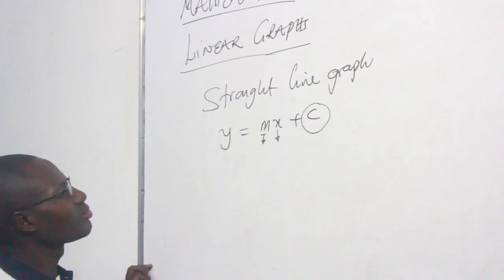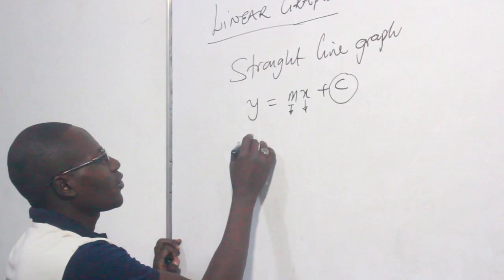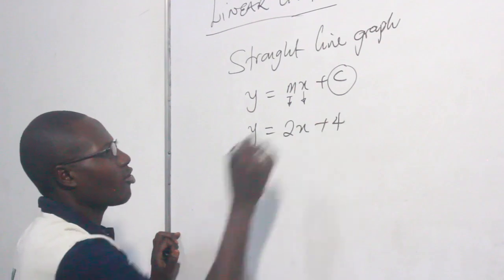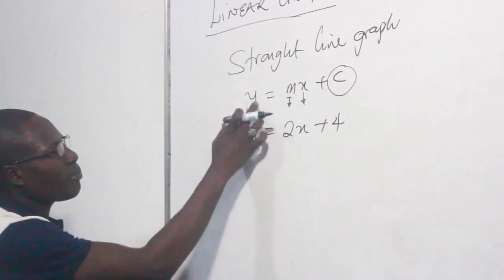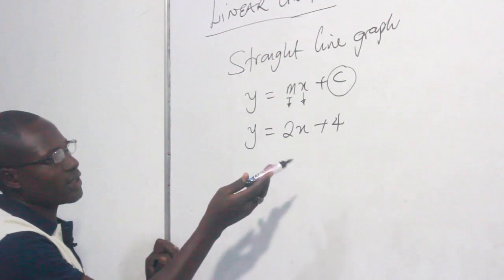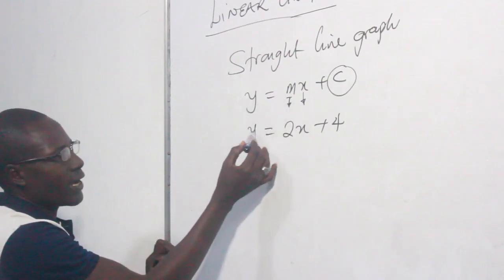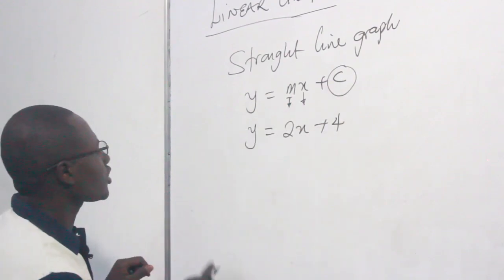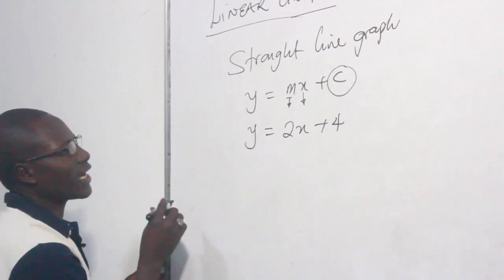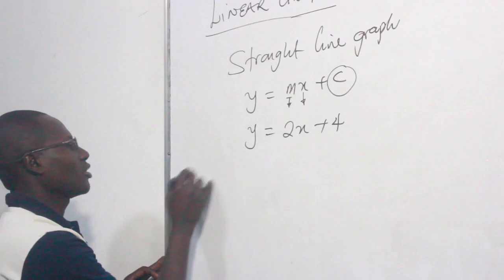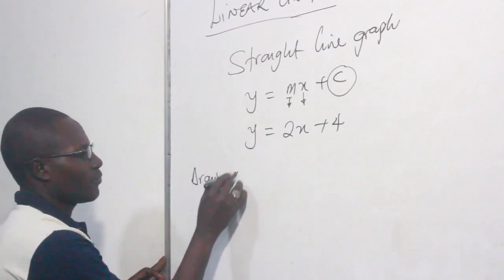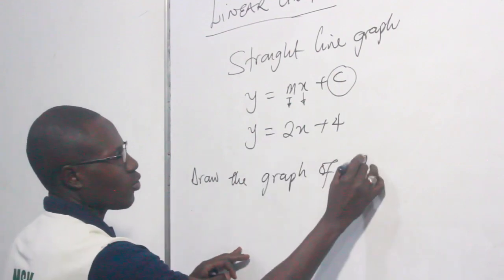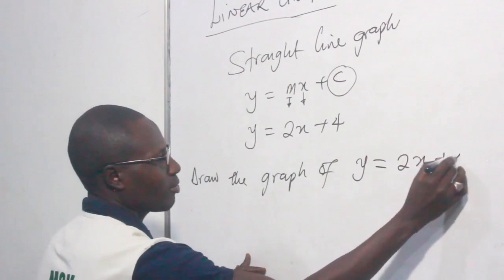Now, let's assume that we have an example which yields y equals 2x plus 4. Comparing these two equations, we can easily say that y is y, m is 2, and c is 4. So now, let us go directly into the example. Assume this is our example. Draw the graph of this: y equals 2x plus 4.